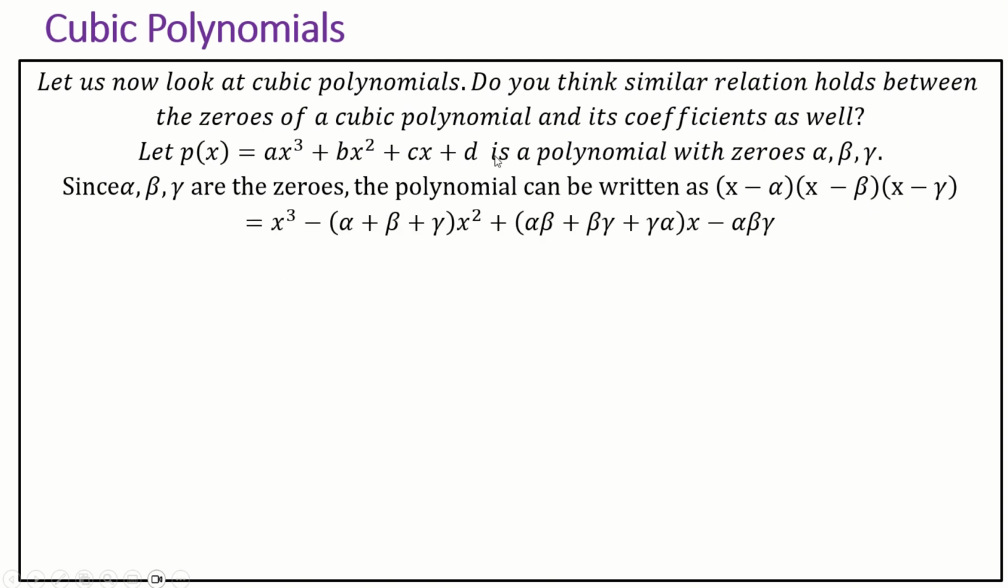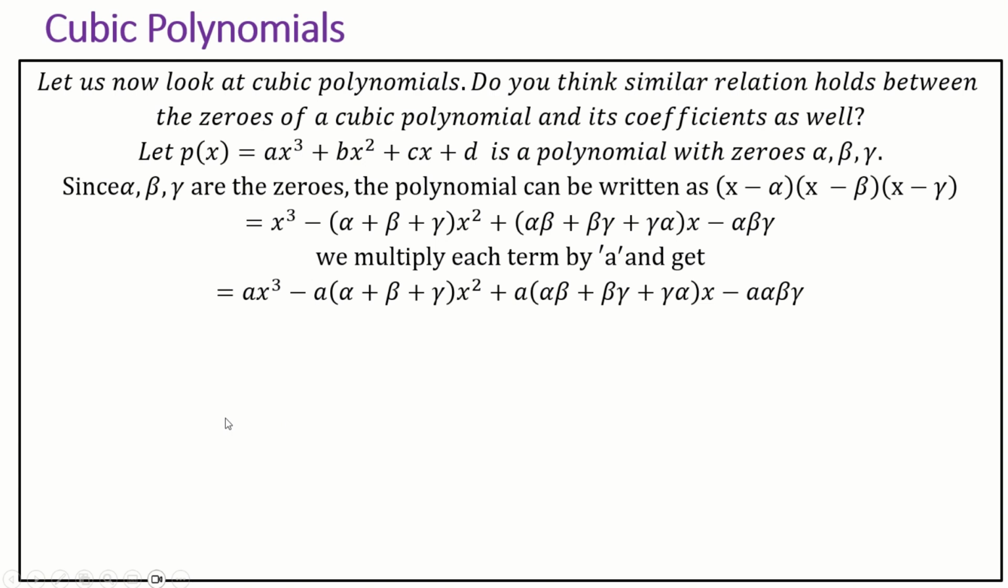So that is nothing but, if you simplify into the x cube, x square, x terms and constant term, it looks something like this: x cube minus (alpha plus beta plus gamma) x square plus (alpha beta plus beta gamma plus alpha gamma) x minus alpha beta gamma. Okay. So if we multiply each term with the same constant, that is a, then it looks something like this. Because we don't want to keep the x cube coefficient as 1. It can be anything in a given cubic polynomial.